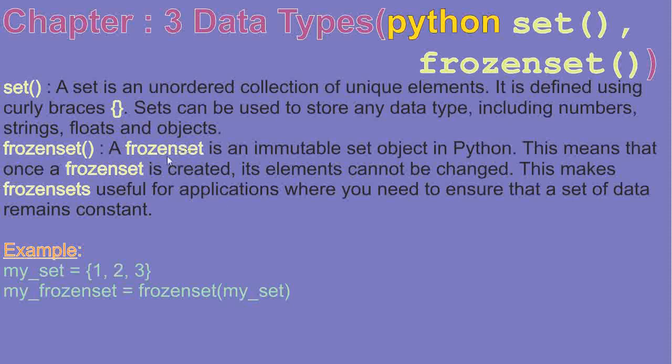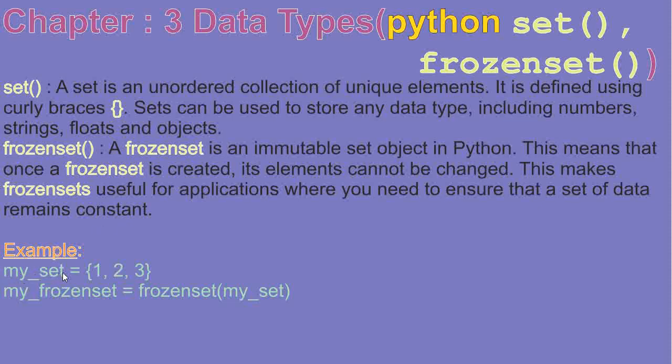A frozen set is an immutable set object in Python. This means that once a frozen set is created, its elements cannot be changed. This makes frozen sets useful for applications where you need to ensure that a set of data remains constant.